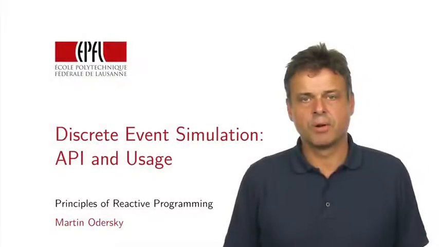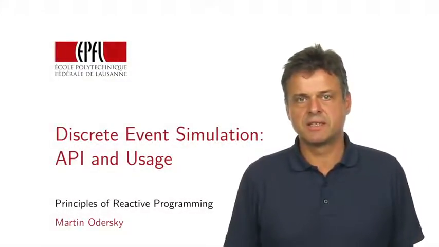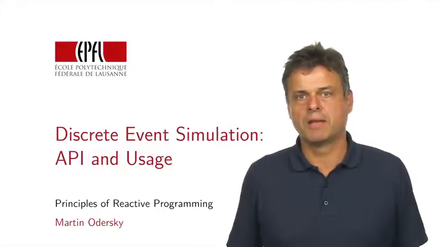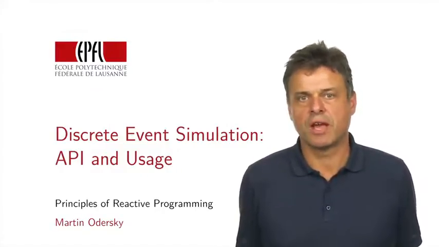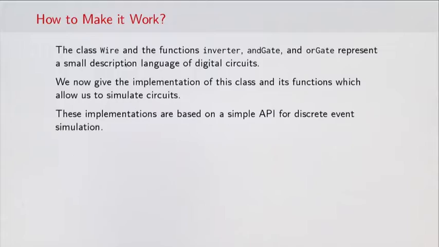In the second example of the discrete event simulation case study, we will look at the APIs, the programming interfaces of the core libraries and how they are used. So we've seen in the last unit that the class Wire and the functions inverter, AND gate, and OR gate represent a small description language for digital circuits. What we need to do now is give an implementation of the class Wire and these functions which allow us to simulate circuits.